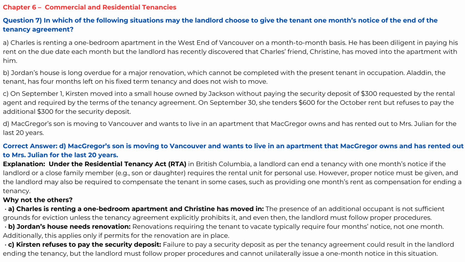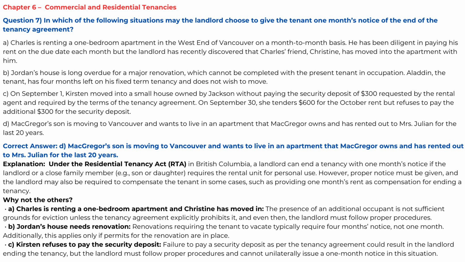Correct answer, D. McGregor's son is moving to Vancouver and wants to live in an apartment that McGregor owns and has rented out to Mrs. Julian for the last 20 years. Explanation. Under the Residential Tenancy Act, RTA, in British Columbia, a landlord can end a tenancy with 1 month's notice if the landlord or a close family member, e.g., son or daughter, requires the rental unit for personal use. However, proper notice must be given, and the landlord may also be required to compensate the tenant in some cases, such as providing 1 month's rent as compensation for ending a tenancy.